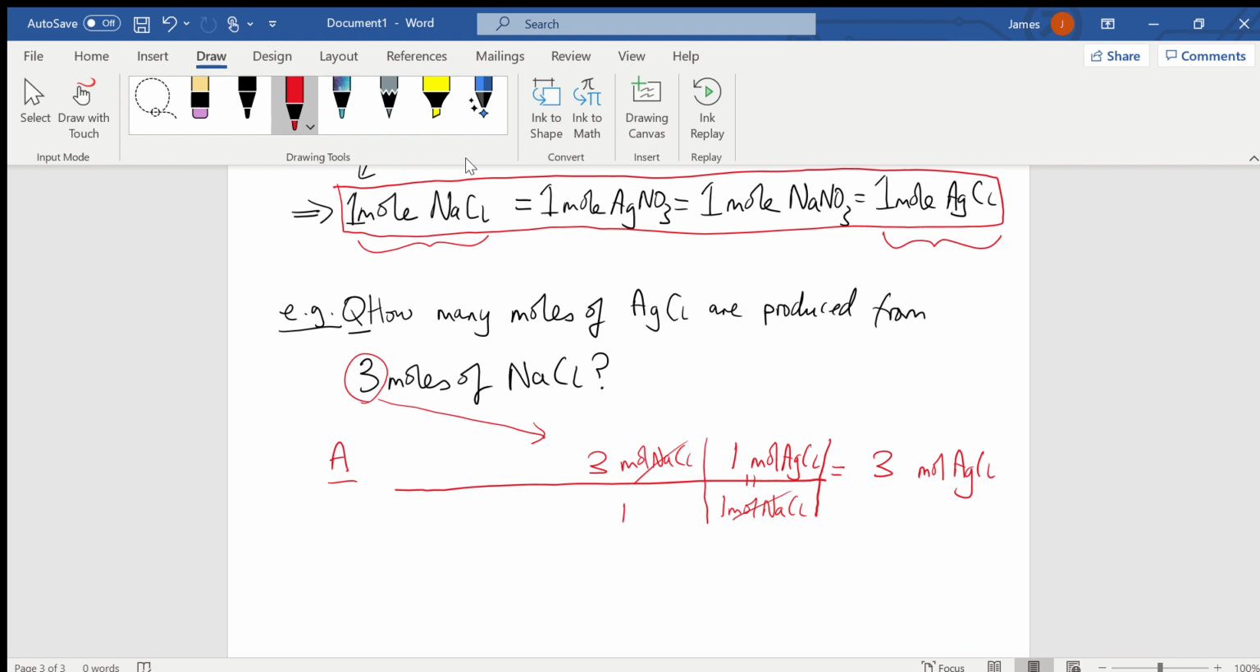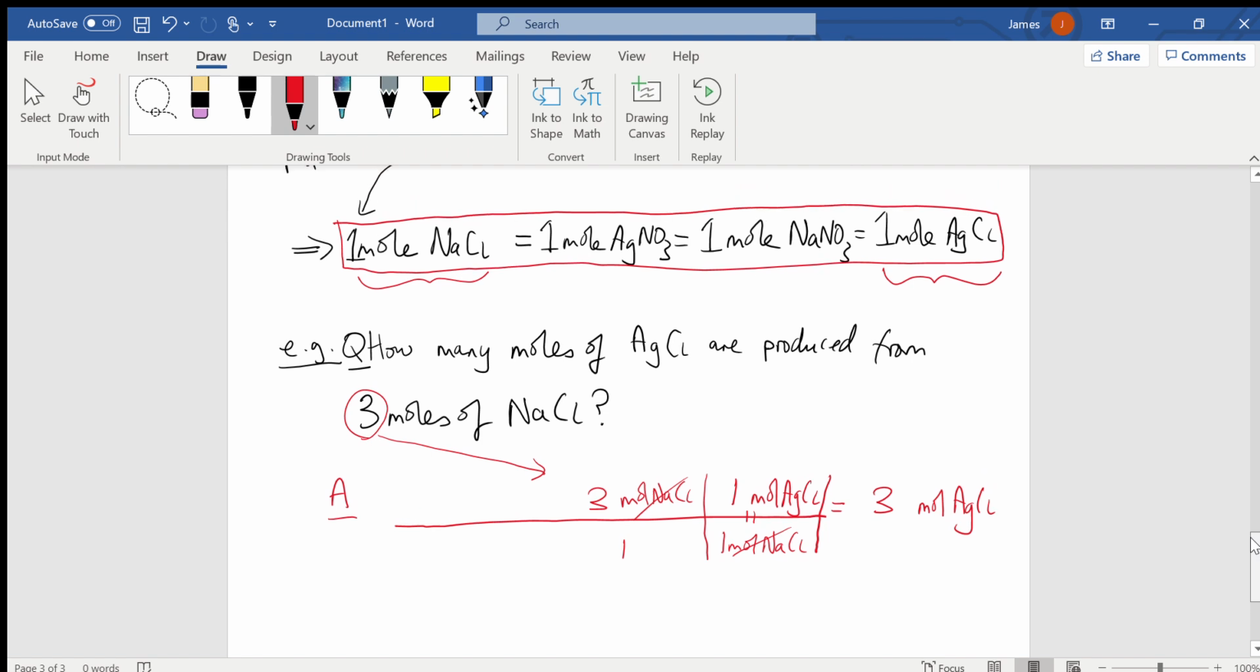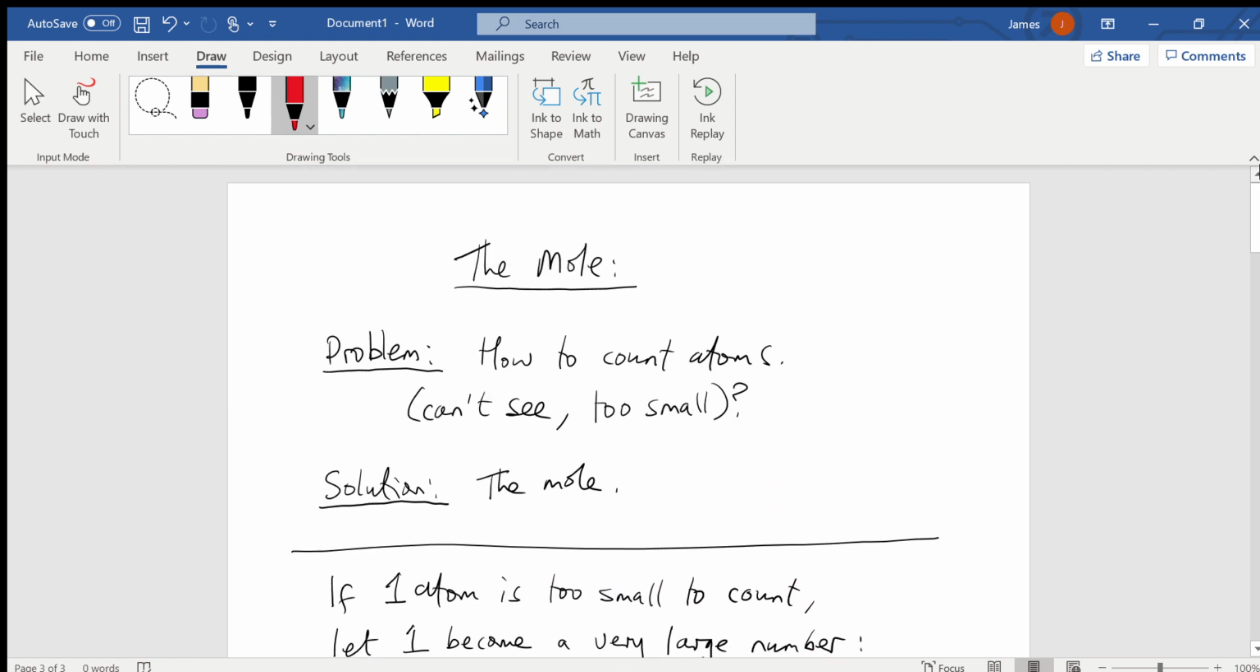So I can start to do real chemistry calculations as soon as I introduce this concept of the mole. So this is just a taste of what we need the mole to do for us. I'm not going to go into stoichiometric calculations here. That's definitely another video. But let's just recap on what we did do.